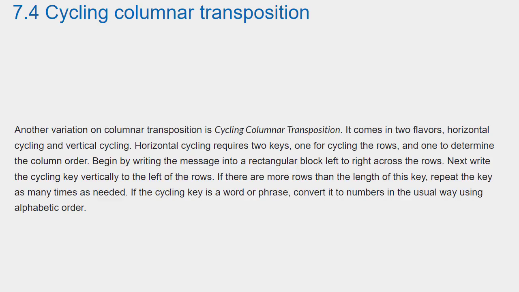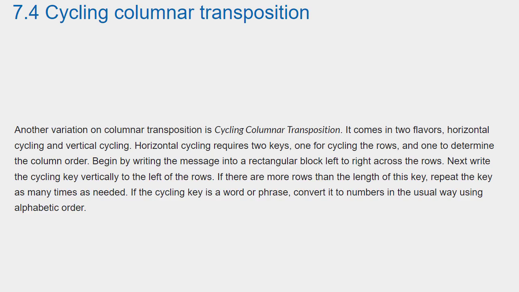Section 7.4. Cycling columnar transposition. Another variation on columnar transposition is cycling columnar transposition. It comes in two flavors, horizontal cycling and vertical cycling. Horizontal cycling requires two keys, one for cycling the rows and one to determine the column order.